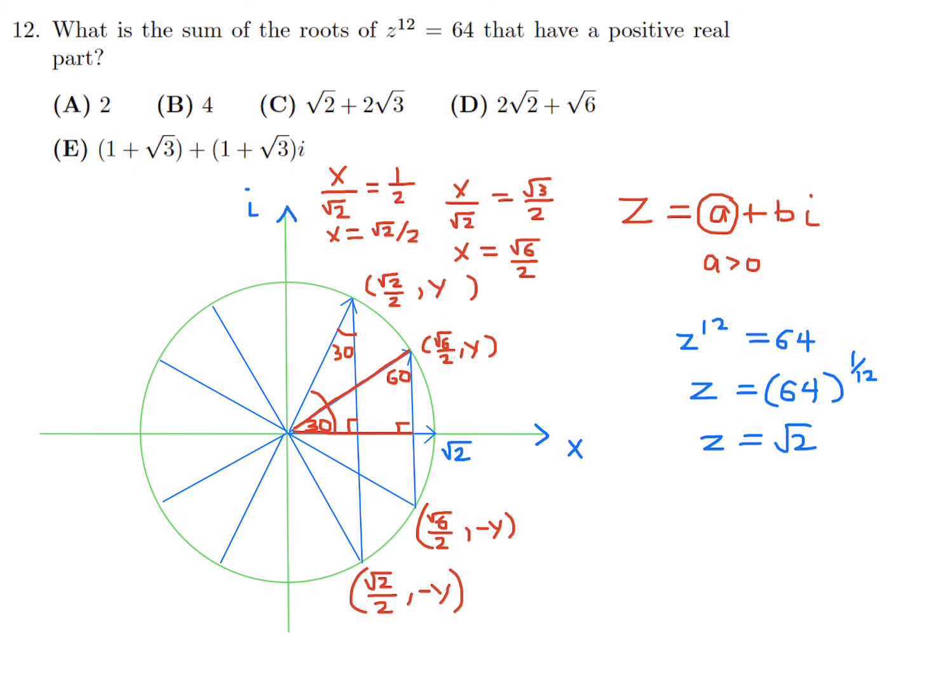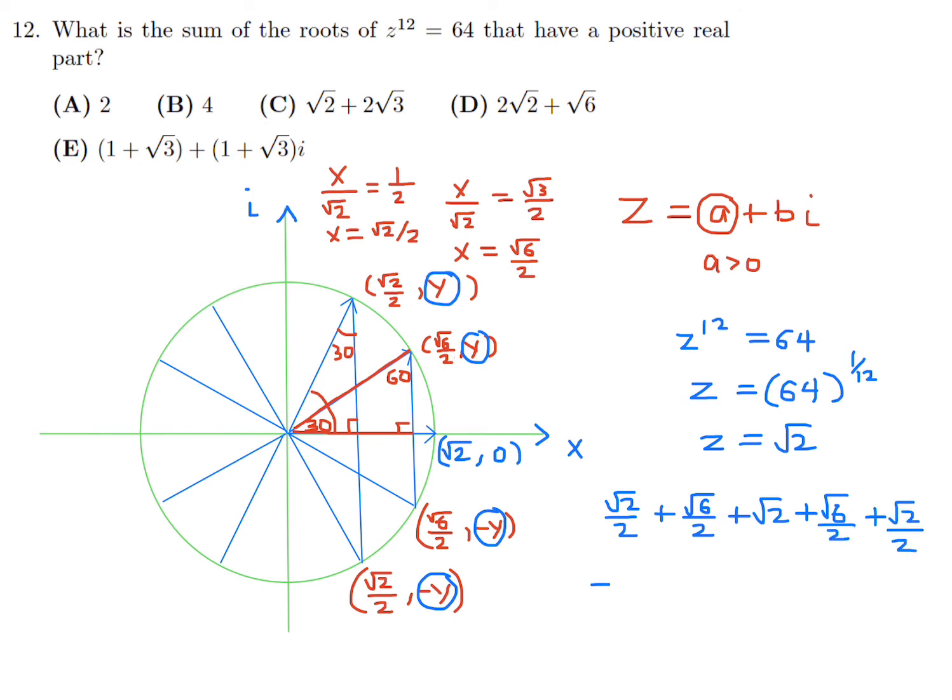And now we have to add up these 5. Well, the good news is that when you add up the 5, the imaginary parts cancel. This y cancels with this negative y, this y cancels with that negative y. And then this one just had 0 for its imaginary parts, so there's nothing to add there. So now we just have to add the x coordinates. So root 2 over 2 plus root 6 over 2 plus root 2 plus root 6 over 2 plus root 2 over 2. And when you add all those up, you get 2 root 2 plus root 6. And therefore, number 12, the answer is D.